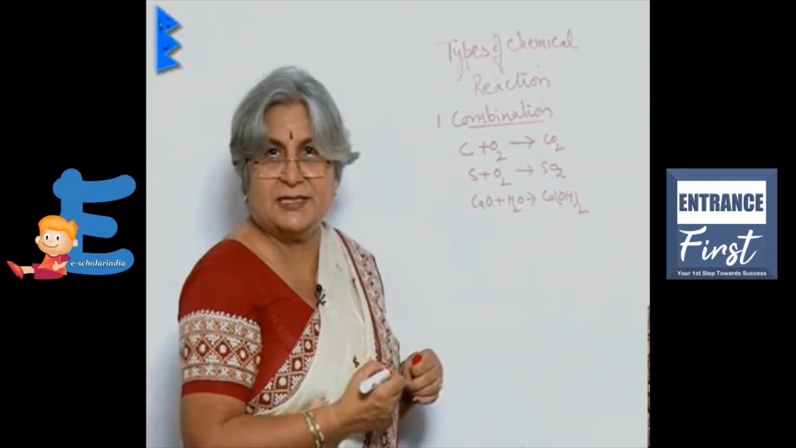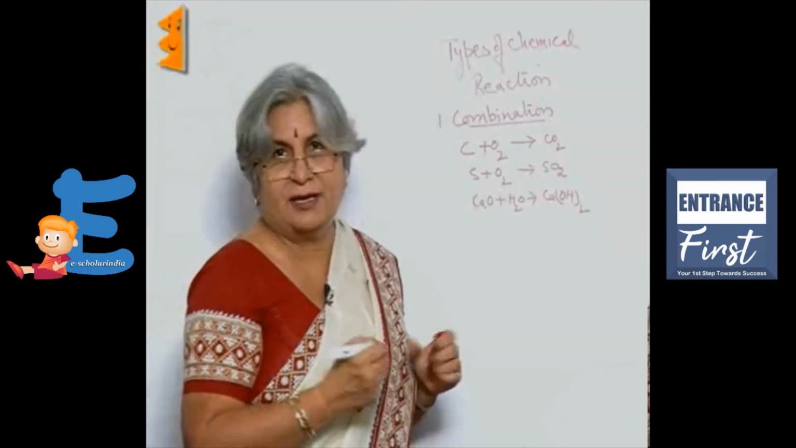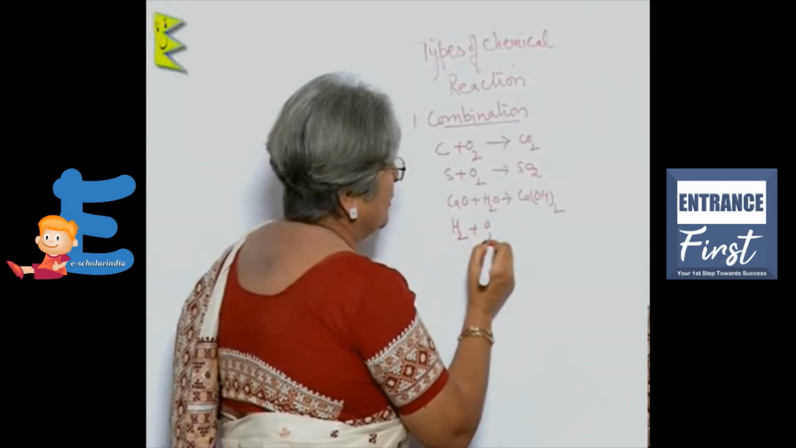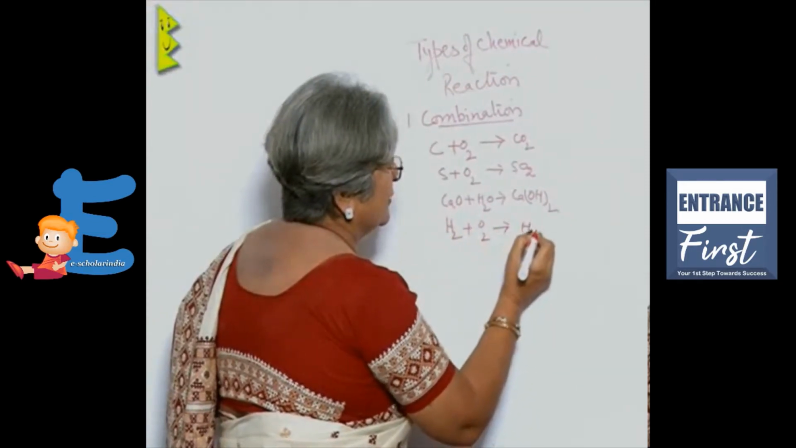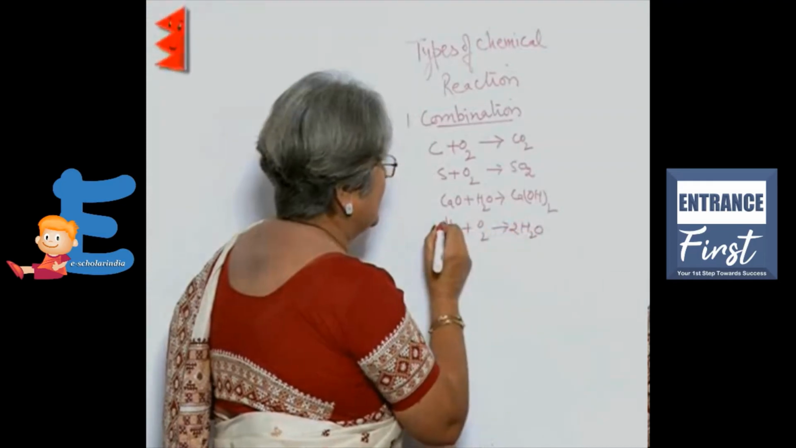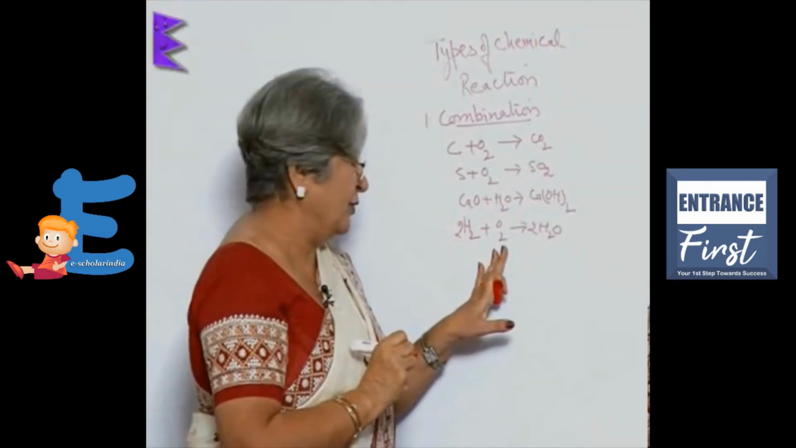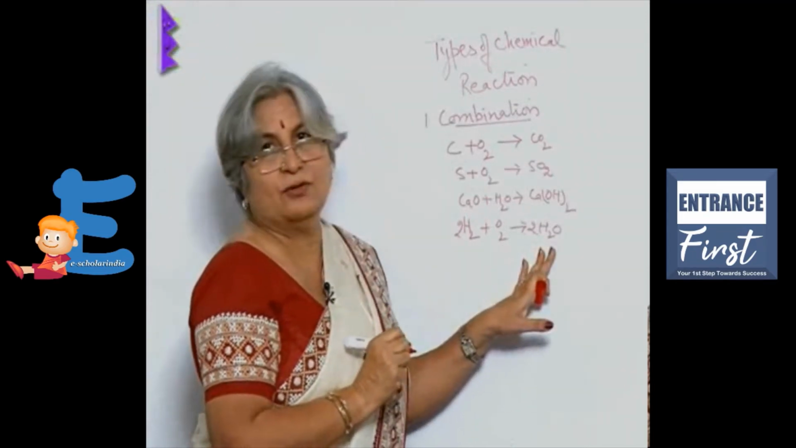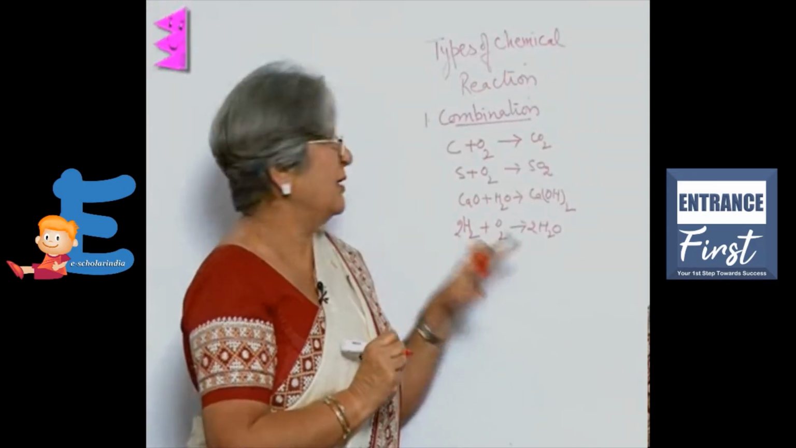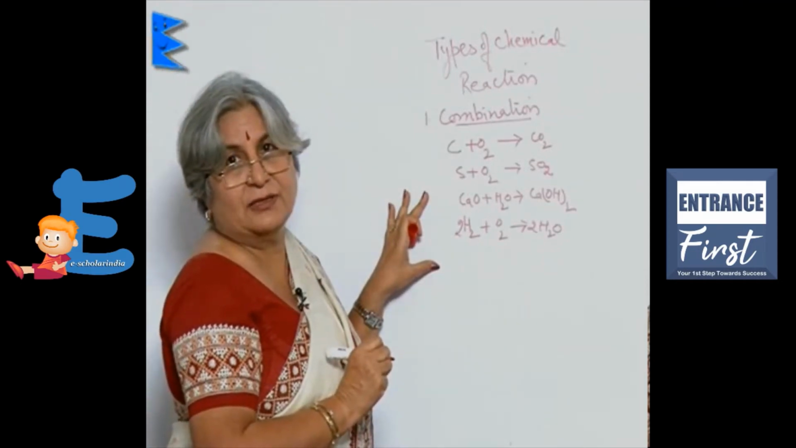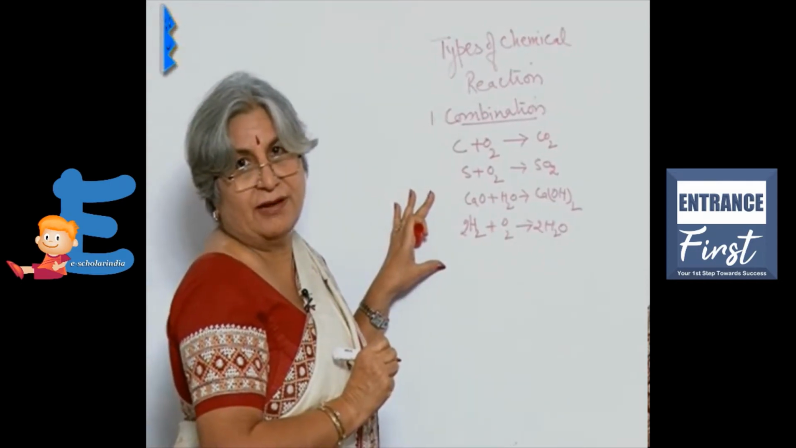How is water formed? Which elements are present in water? Hydrogen and oxygen. So H2 plus O2 gives us water. Let's balance it. So two molecules of hydrogen and one molecule of oxygen give us two molecules of water. In all these cases, what we are having is a simple combination reaction.